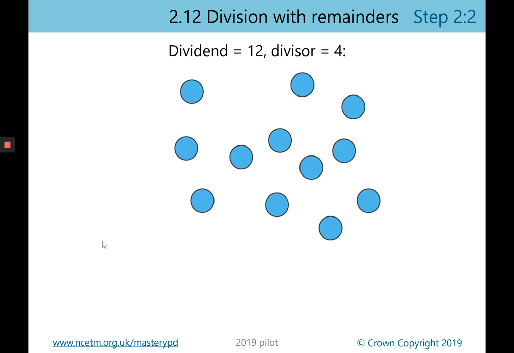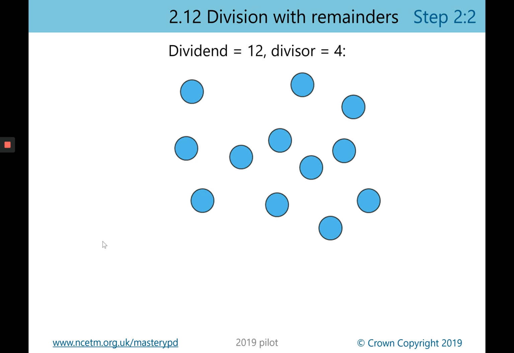On the screen, you can see hopefully two words, dividend and divisor. They're there just because they're the mathematical language we use. Dividend just means the number that's being divided. In this case, I've got 12 counters on the screen. And then the divisor is the number that you are dividing by. So what we're looking at today is, what is 12 divided into groups of 4 equal to?